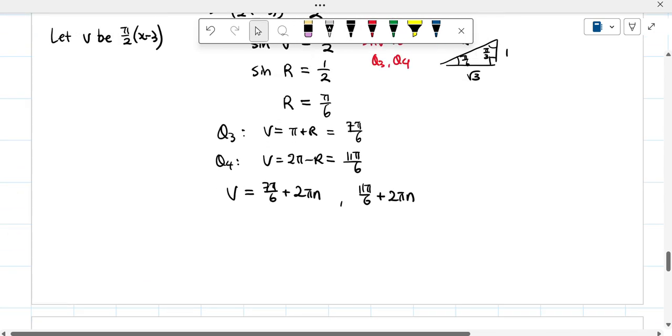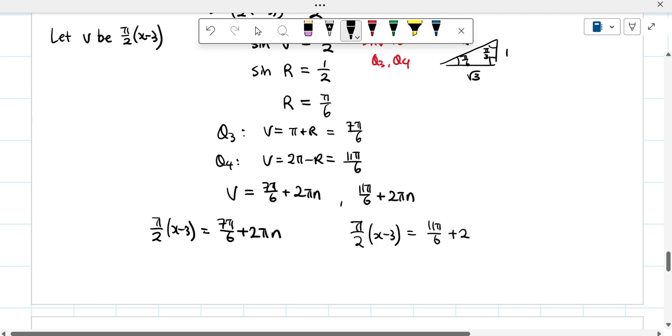So we reached our end with v, but now we need to actually find x, right? So let's bring back x, pi over 2 times x minus 3. We have pi over 2 times x minus 3 is equal to 7 pi over 6 plus 2 pi n. We also have pi over 2 times x minus 3 is equal to 11 pi over 6 plus 2 pi n. For each case, let's solve this equation. First, I'm going to divide by pi over 2 on both sides, or in other words, multiply by 2 over pi.